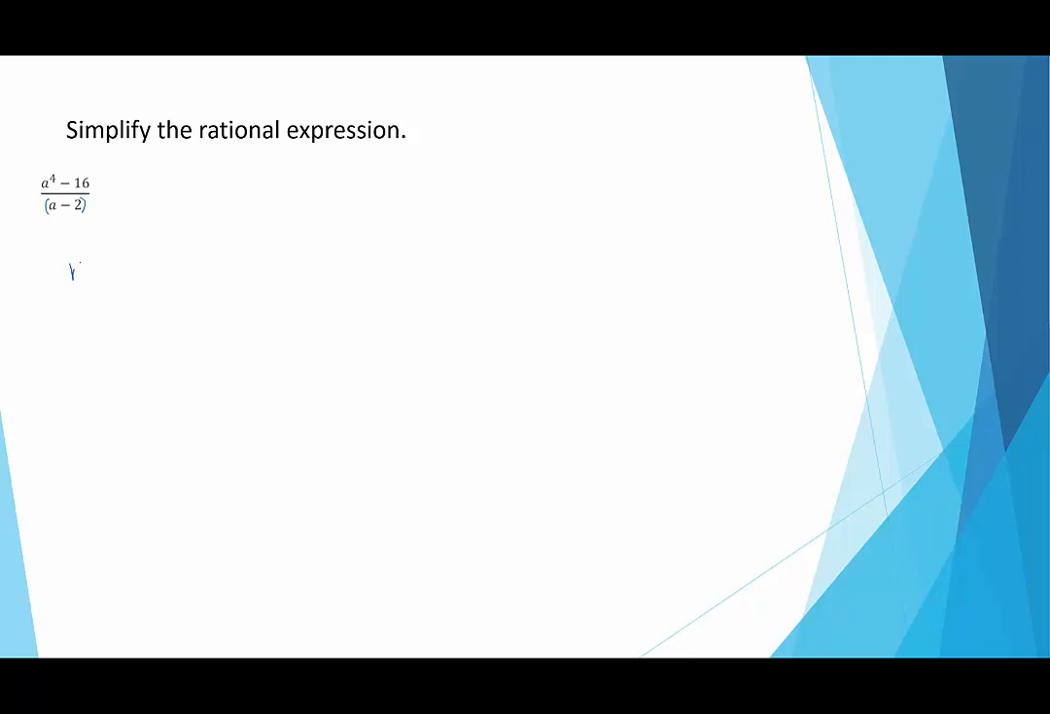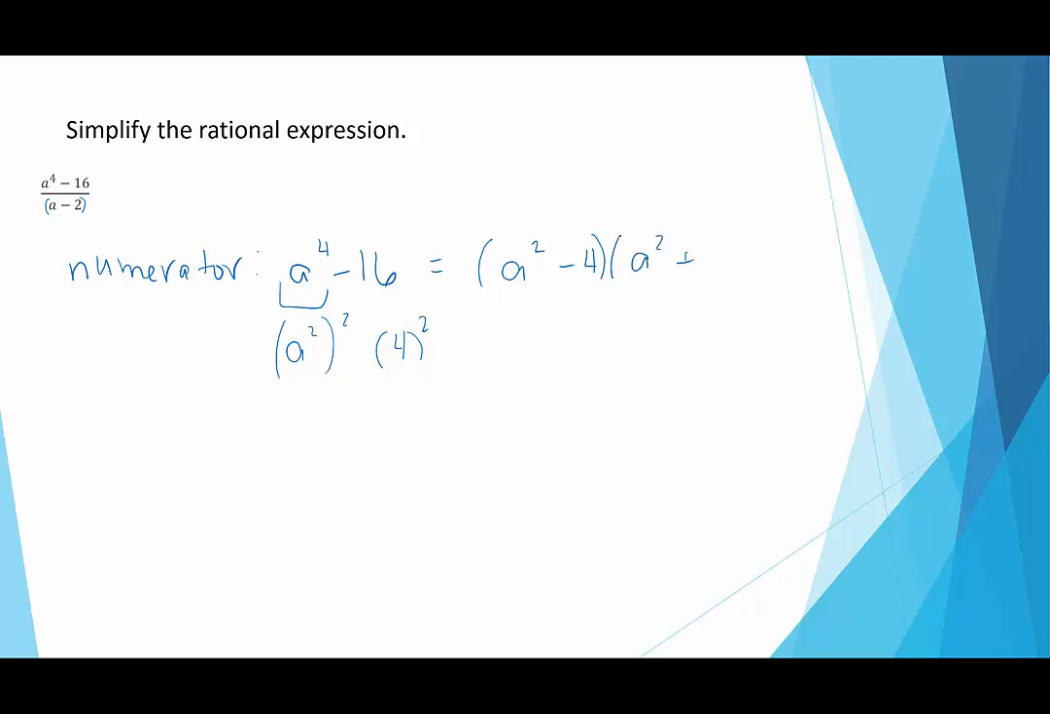Looking at the numerator, we have two terms, a to the 4th minus 16. I don't see a greatest common factor. The next thing, I'll go through my checklist of what I should look for with two terms. How about difference of squares, right? I see the subtraction. Is a to the 4th a perfect square? It is. It's a squared squared. And 16 is a perfect square because it's 4 squared. So we can factor the numerator into a difference of squares. It's going to be root minus root times root plus root.